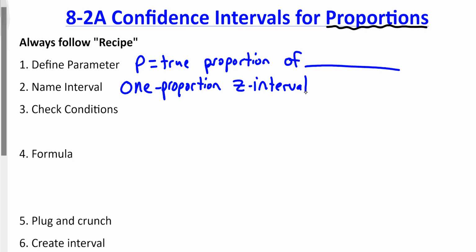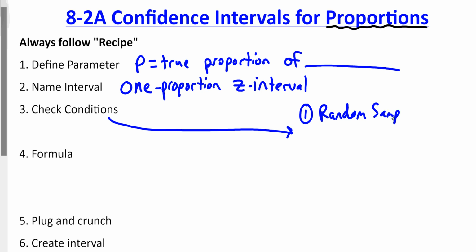Check the conditions. We have to check conditions every time. These conditions are going to be the same, but slightly different depending on the type of interval. So for one proportion z intervals, we need to check, number one, is it a random sample? Number two, is it approximately normal? So large counts condition: n times p hat greater than or equal to 10, n times q hat greater than or equal to 10.